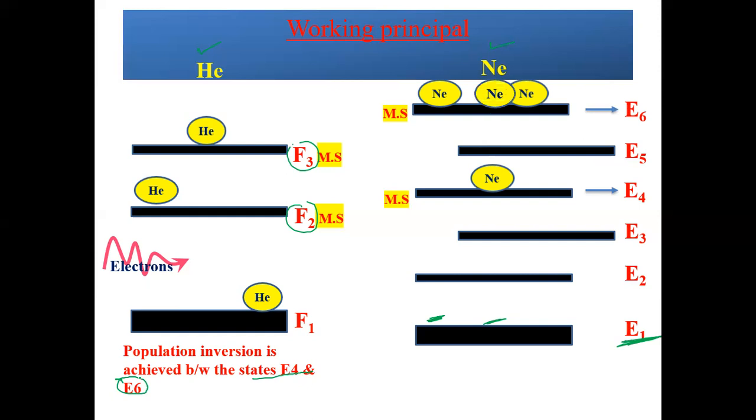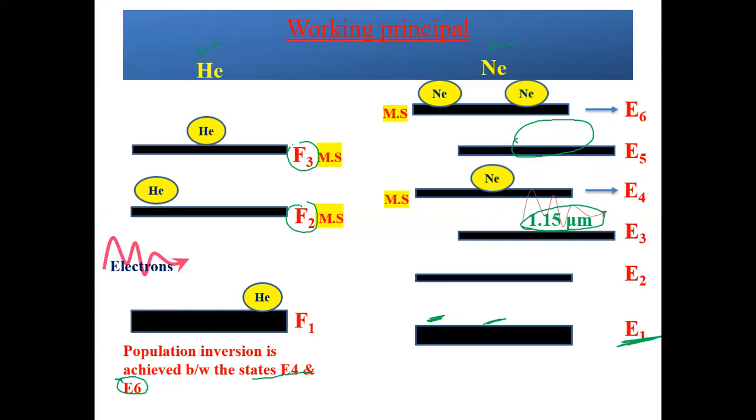One of the neon atoms in the E6 state decays to the E5 state by emitting a photon of wavelength 3.39 micrometer. After that, a neon atom present in the E4 energy level decays to the E3 energy level by emitting a photon of wavelength 1.15 micrometer.